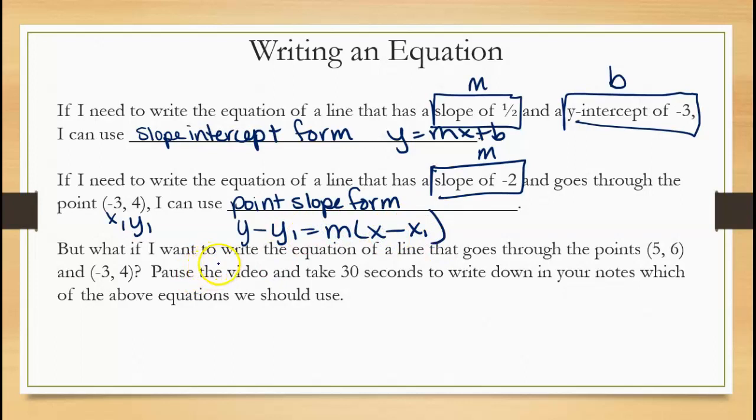But what if I want to write the equation of a different line? A line that goes through 2 points, (5, 6) and (-3, 4). Pause the video and take 30 seconds to write down in your notes which of the above equations you think that we should use. Do you think we should use slope-intercept form, or do you think we should use point-slope form?